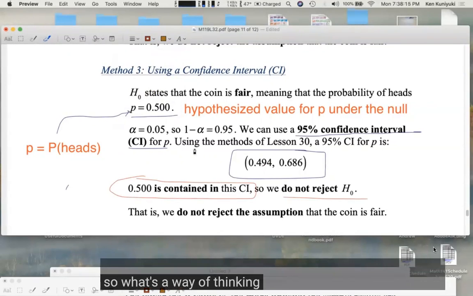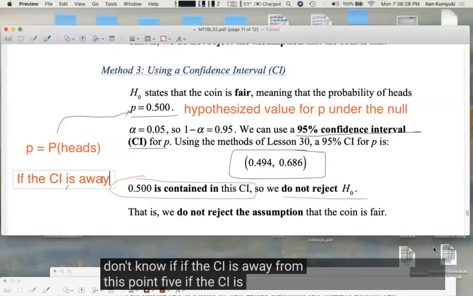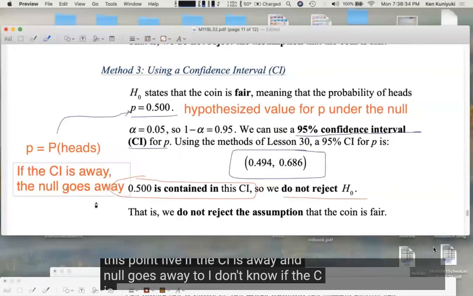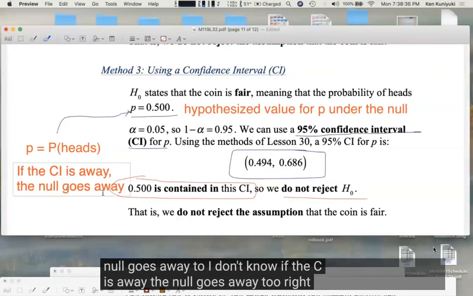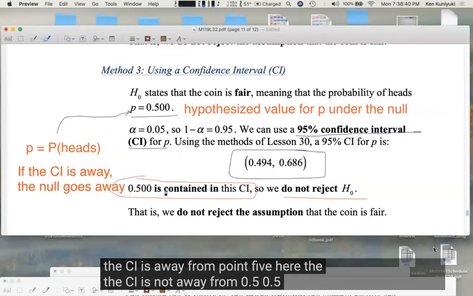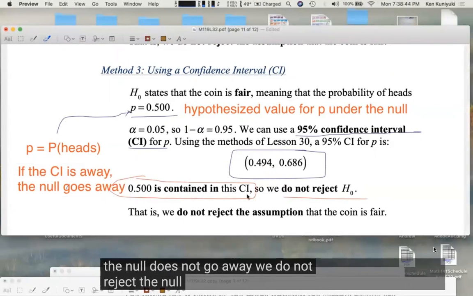So what's a way of thinking of this? If the CI is away from this 0.5, if the CI is away, the null goes away too. Right? If the CI is away from 0.5, here the CI is not away from 0.5. The 0.5 is contained in the confidence interval, so the null does not go away. We do not reject the null.